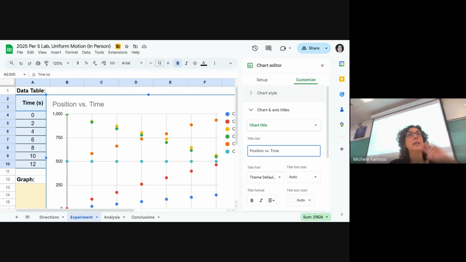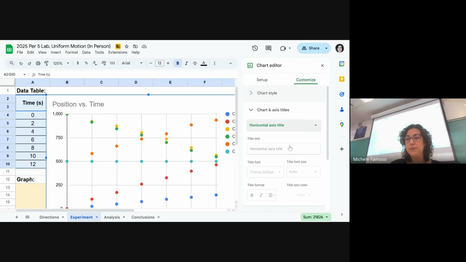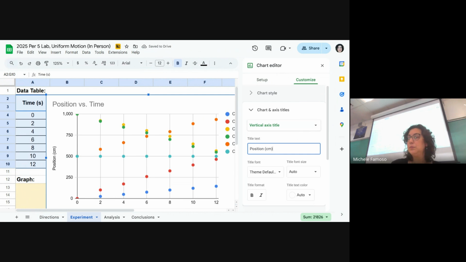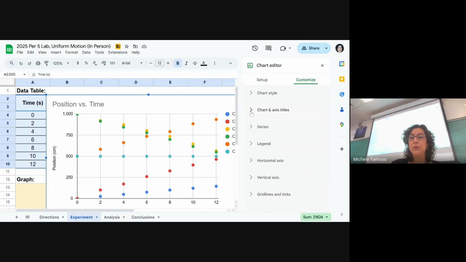Now we are missing a label on both the X and Y axes. So select the down arrow, and now let's go to the horizontal axis title. We're going to tell Google Sheets what was on the x-axis of our graph, which should be time in seconds. Now select the down arrow again, go to the vertical axis title. Again, there's no label on the y-axis. This was position in centimeters. Position in centimeters. Okay, you can now collapse that submenu.